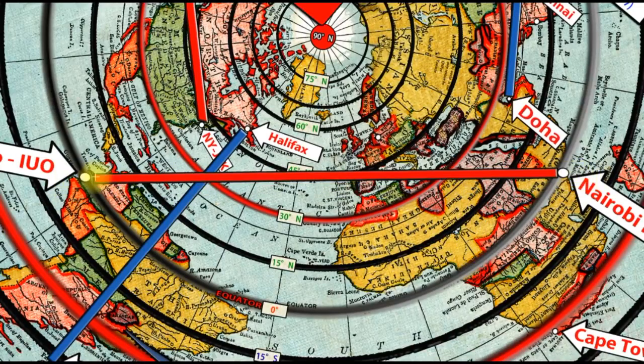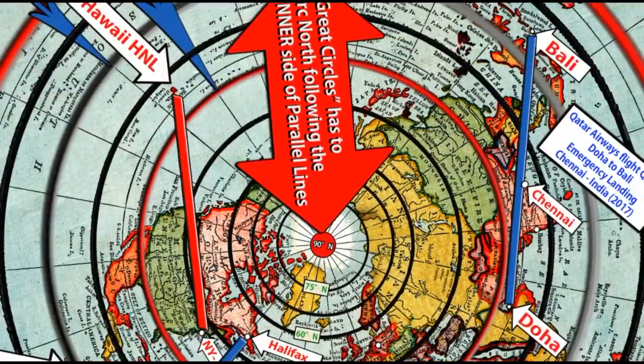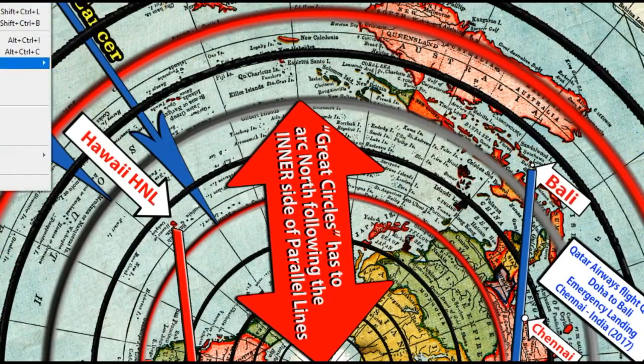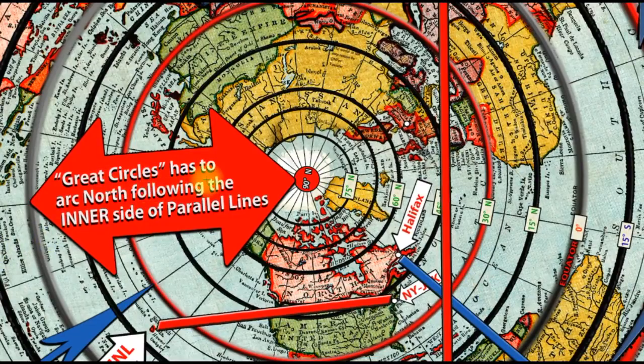Anything flying from this point to this point other than this would make them spend more time and more money, especially if they had to arc south of the equator. Because the Earth is not a globe, it cannot be done. And we will see that happening constantly. So one thing that I want you to pay close attention to is this here. Great circles have to arc north, following the inner side of parallel lines. Understand? It has to follow this inner side from the equator, actually even at greater parallel lines, latitude lines. It always has to cut through the inner side. It's like a shortcut, and we're going to be looking at more here.